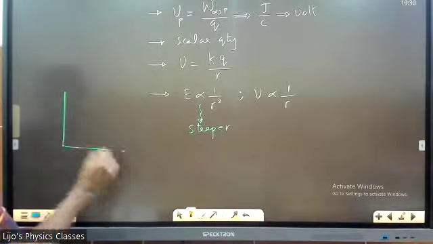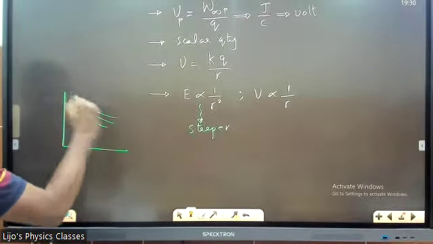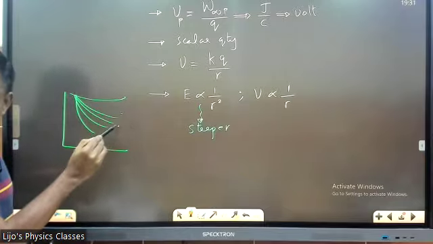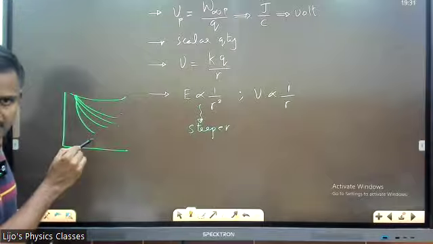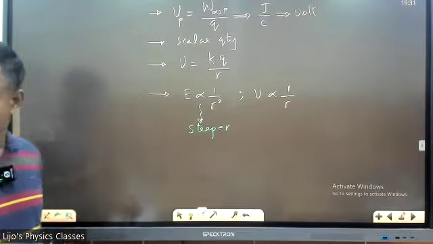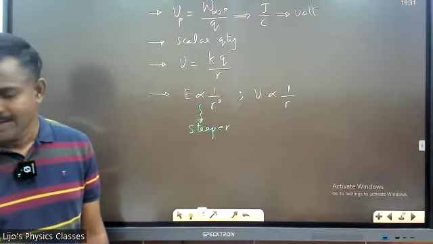I can draw the graphs. 1, 2, 3, 4, 5. This will be 1 by R, 1 by R square, 1 by R cube, 1 by R raised to 4, 1 by R raised to 5. Understood? As the power increases, it gets more and more steep. That's it. Got it? All right.